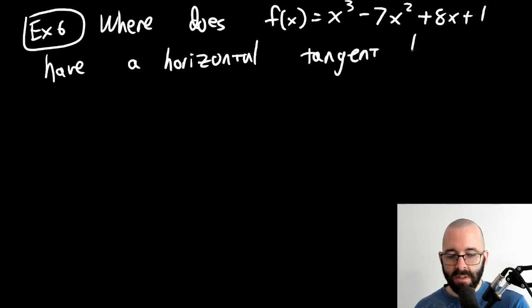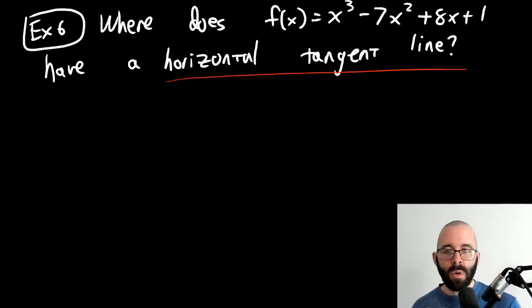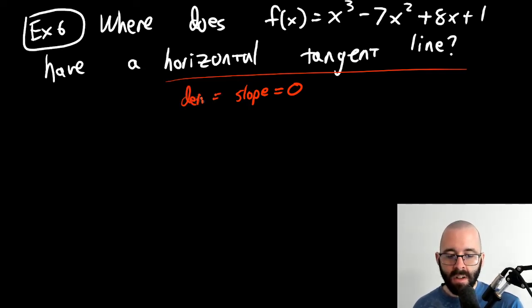Now, of course, we could just graph this, and we will, but it's a very useful skill for later to be able to find this analytically, find this by hand. Horizontal tangent line. What does that mean? Horizontal tangent line means a slope equal to 0. Specifically, slope is the derivative. So this is just asking where's the derivative equal to 0.